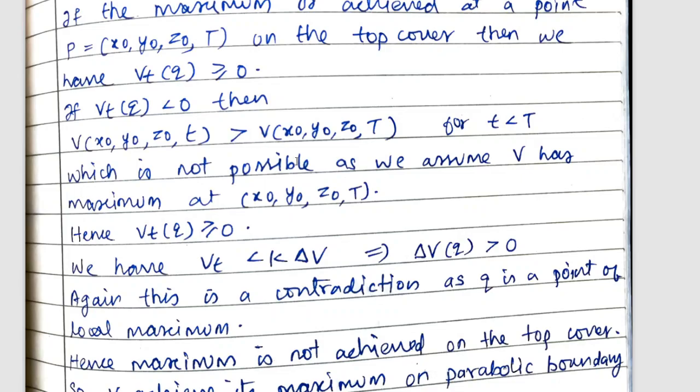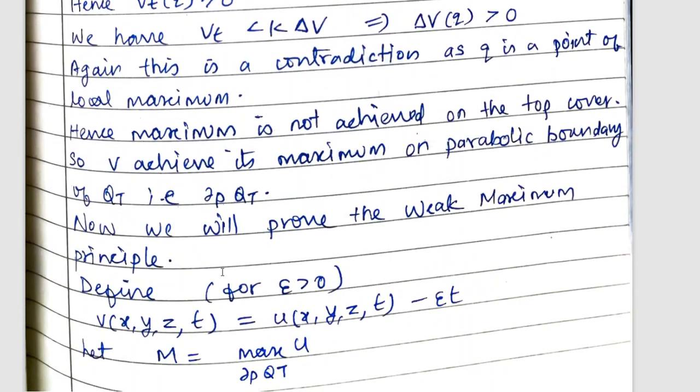Now this is not possible because we have assumed that the maximum is achieved at this capital T. Hence this is not possible. So we conclude that Vt at Q is greater than or equal to 0. Now we have the equation Vt minus k delta V less than 0. So Vt is less than k delta V. So if Vt is greater than or equal to 0, it means that delta V is greater than 0. Again it is a contradiction, because if the maximum is achieved at Q, then delta V must be less than or equal to 0.